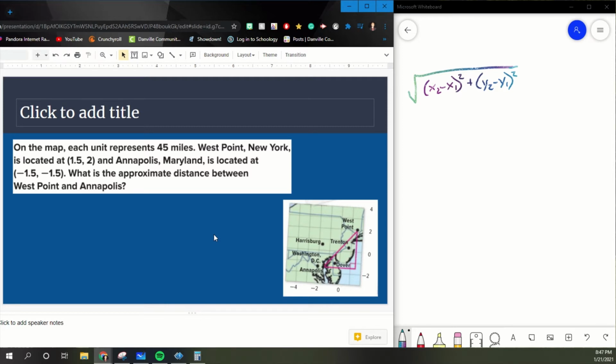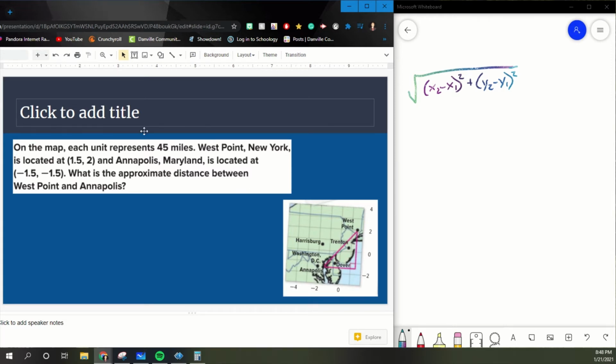So on this problem, it says on the map, each unit represents 45 miles. That's important, and we'll have to talk about that in a minute. So when we're talking about maps, it's important to remember what each unit represents so that we can multiply however many units we have at the end times our conversion rate. But we'll talk about that at the end.